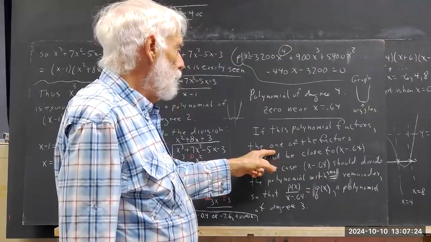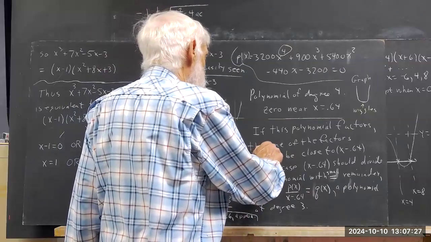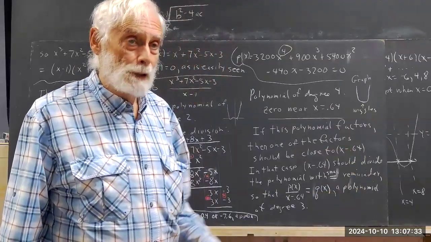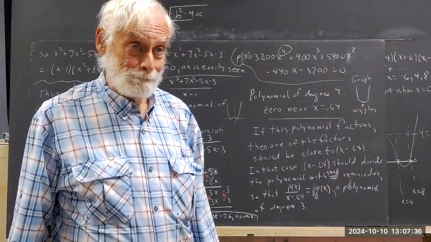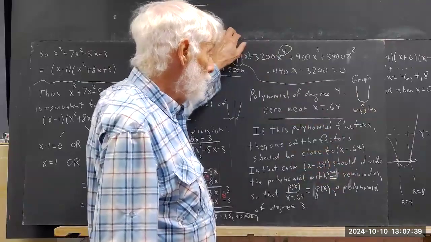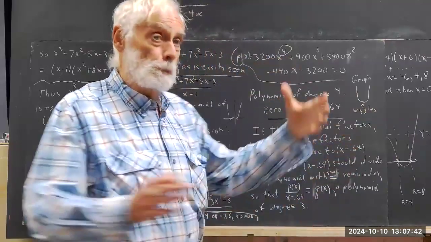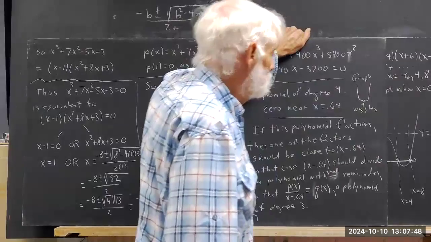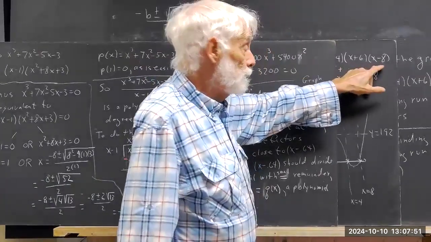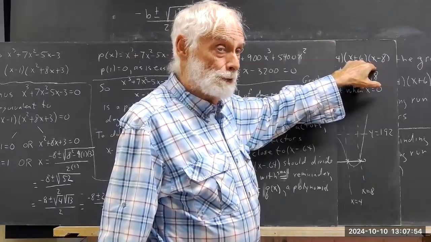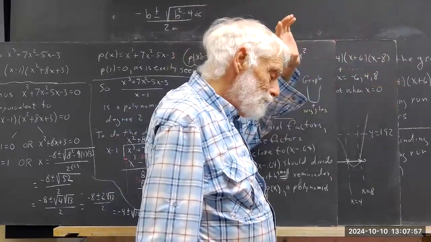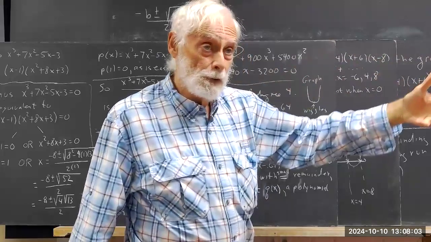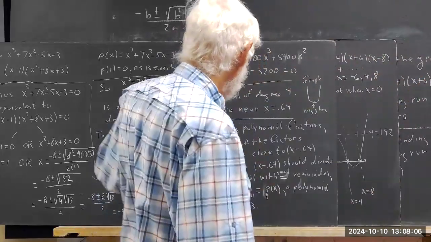I say if this polynomial factors, then one of the factors should be close to x minus 0.64, because that's how you get zeros. Okay, in other words, if x minus 0.64 is a factor, then x equals 0.64 is going to be a 0. Just like in this polynomial, x equals 8 was a factor, right? Because x minus 8, well, x equals 8 is a 0 because that makes this factor 0. This factor is multiplied by everything else, and that makes everything 0. Okay. So I already know something about the graph of this.